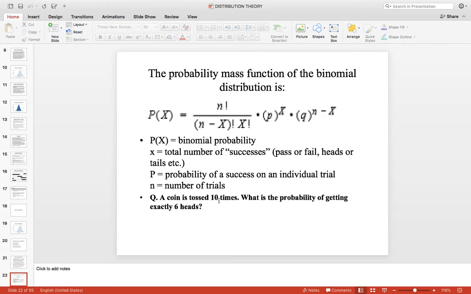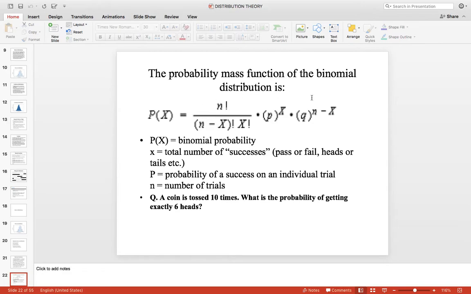Or you can get no heads at all. Technically, if it is a biased coin, you can get no heads, then 10 tails, or one head, 9 tails, or two heads. We are only interested in the number of heads because that is the positive event. Now I want to know the probability of getting exactly 6 heads.